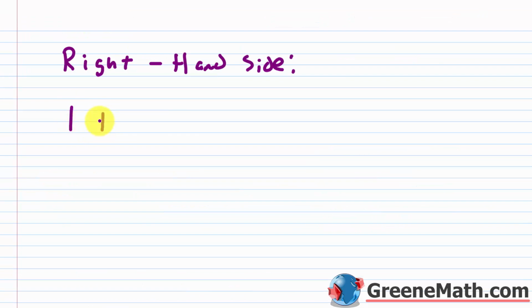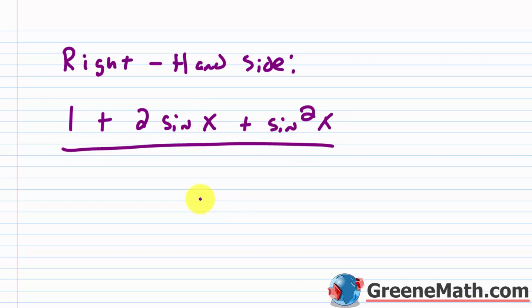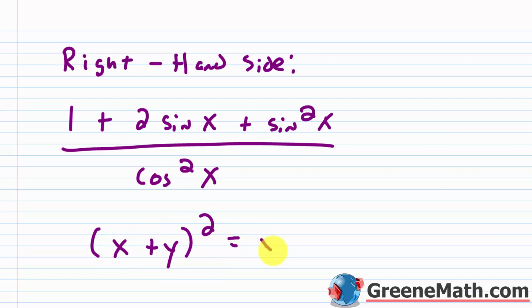So we have 1 plus 2 times the sine of x plus sine squared of x, over the cosine squared of x. The first thing is, you should be thinking about factoring when you see this pattern. Again, this is basically where you have x plus y quantity squared. It becomes x squared, so first guy squared, plus 2 times the first guy times the second guy, so 2xy, plus the last guy squared. That is exactly the pattern you have here.